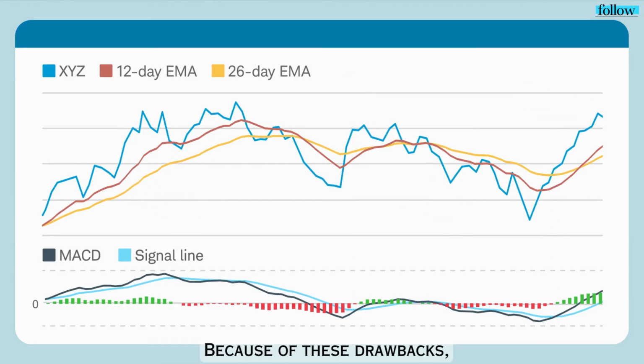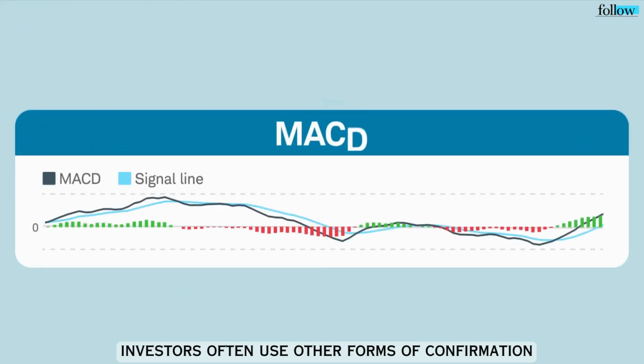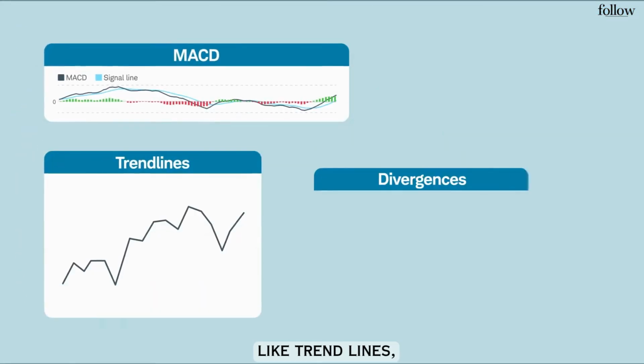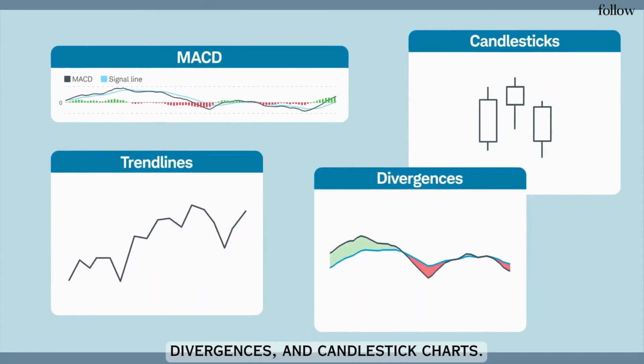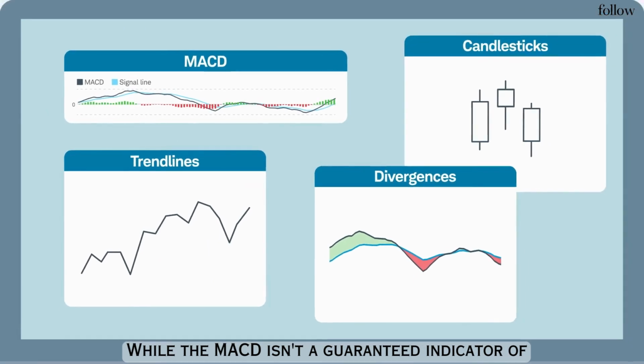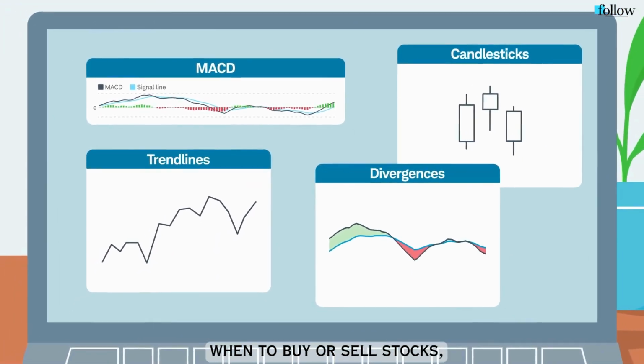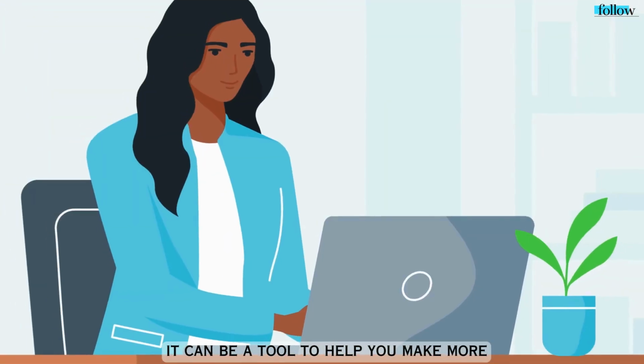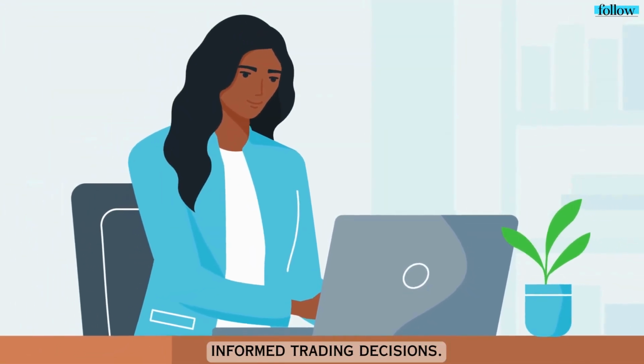Because of these drawbacks, investors often use other forms of confirmation, like trend lines, divergences, and candlestick charts. While the MACD isn't a guaranteed indicator of when to buy or sell stocks, it can be a tool to help you make more informed trading decisions.